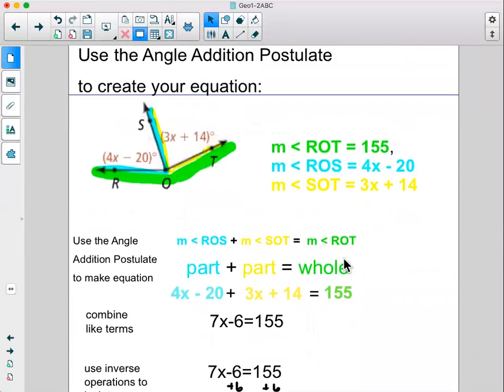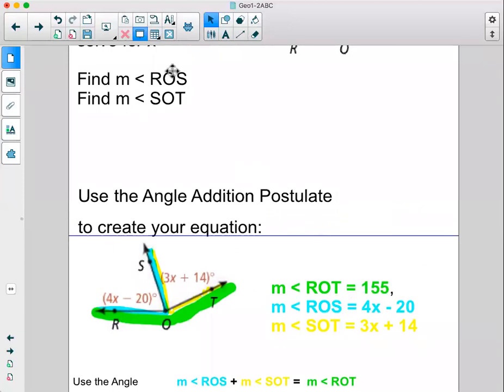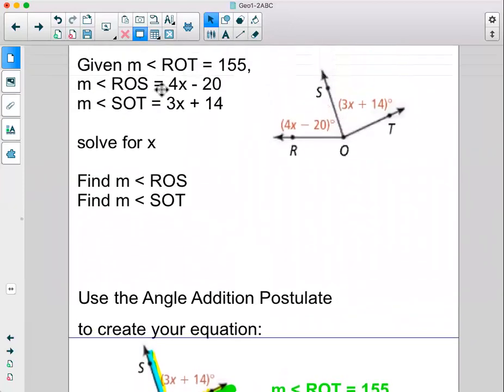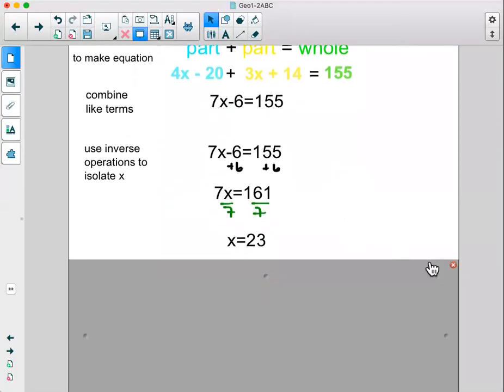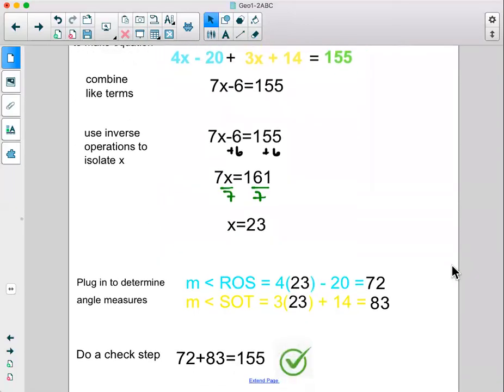Now, the original question asked us to also find the measurements of the angles, and each angle had an algebraic expression, but we've now found x, so you can plug it in and get the final measurement of your angle. You can also do a check step. We know that the whole angle, both angles together, had to add up to 155, and so you could do a little check step and make sure these two numbers do, and they do, check.